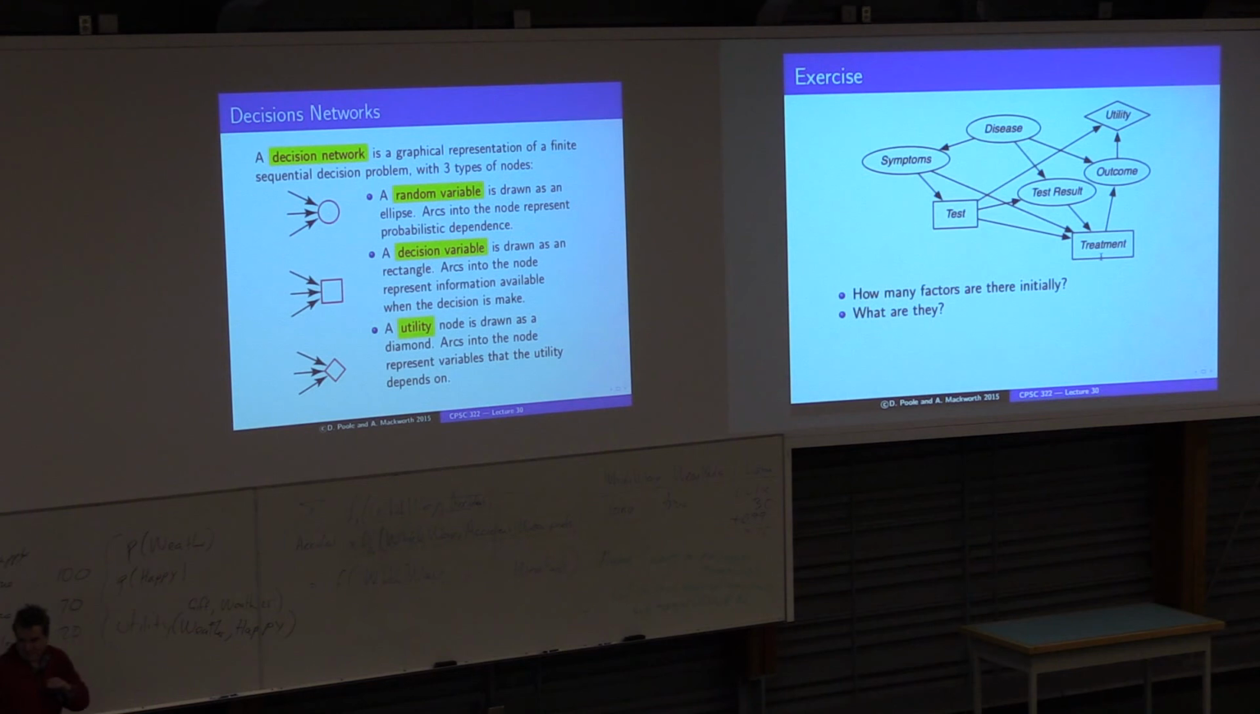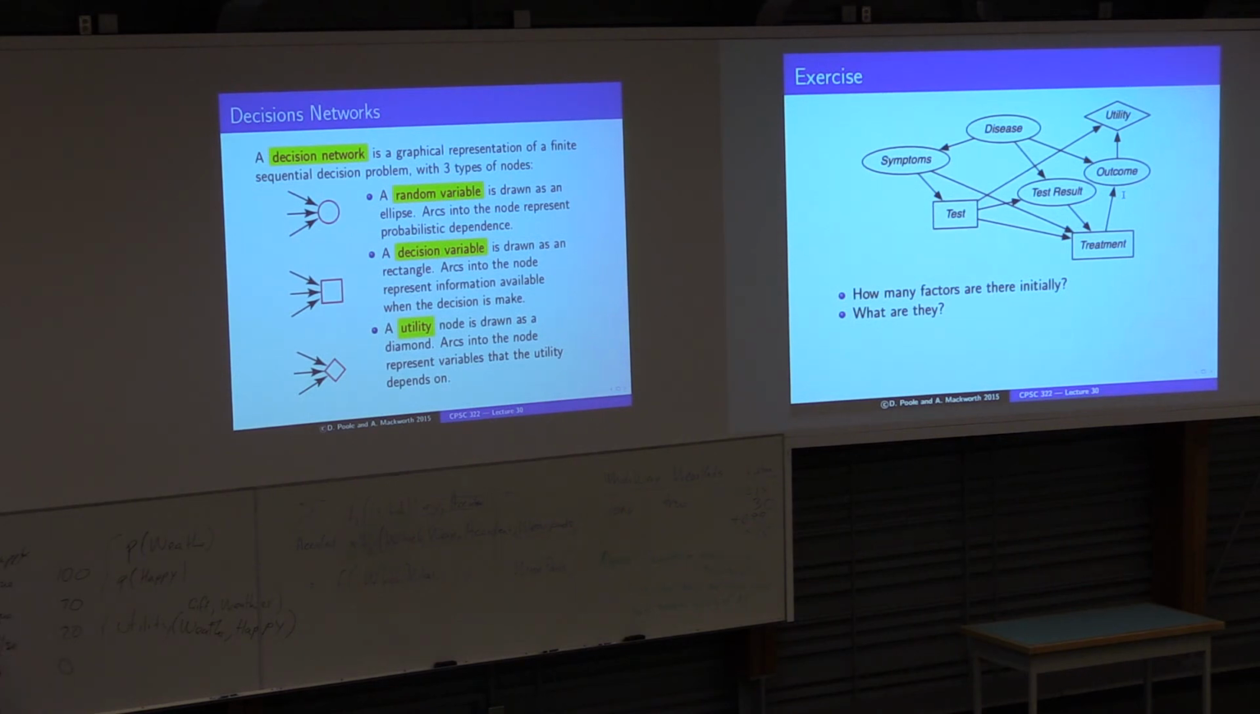Then the outcome depends on what disease the patient has and what treatment I give. It's independent of the test results and the symptoms. The outcome doesn't depend on those. It just depends on what disease you have and what treatment is given. And then for the utility, there's some cost associated with the test, and otherwise it's a function of the outcome. Right? This is the story.